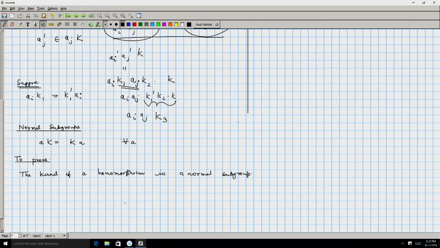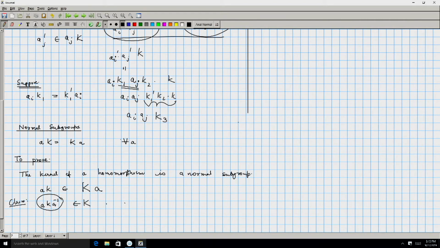Okay. So, how do we show this? In order to show that some subgroup is a normal subgroup, what we need to show is AK is equal to KA. So, let us say consider an arbitrary element Ak, and we need to show that Ak belongs to KA. Okay. So, consider the element A k A inverse. Okay. So, A k A inverse, we claim that this belongs to K. Okay.